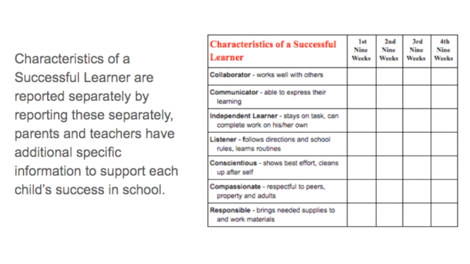In order to provide parents social emotional feedback as well as grade level independence, we will utilize the characteristics of a successful learner. Characteristics of a successful learner are reported separately. By reporting these separately, parents and teachers have additional specific information to support each child's success in school. The characteristics of a successful learner include collaborator, communicator, independent learner, listener, conscientious, compassionate, and responsible.